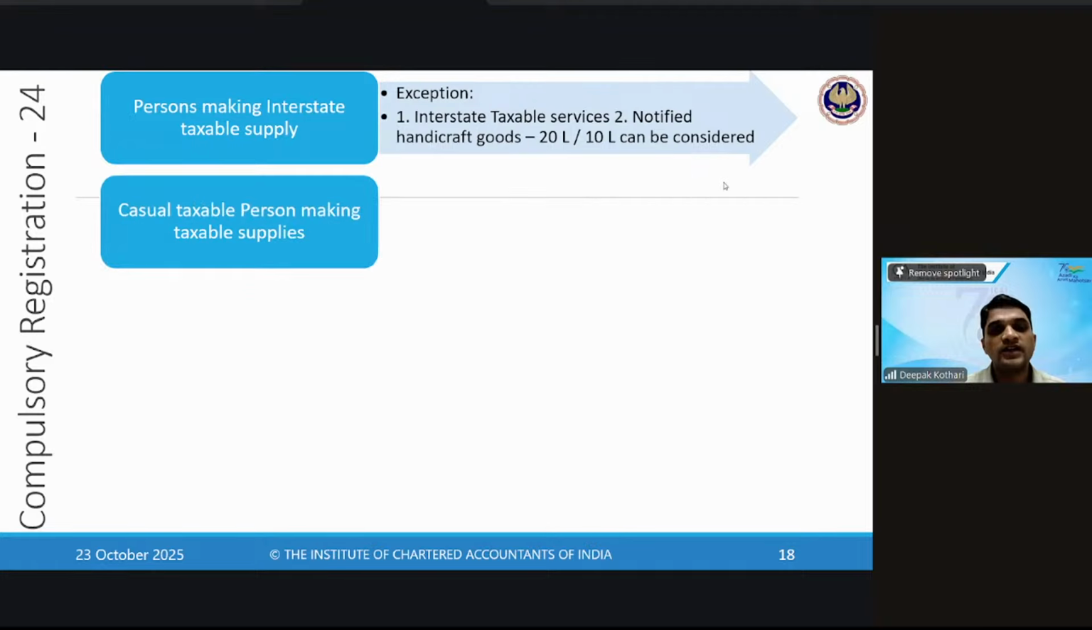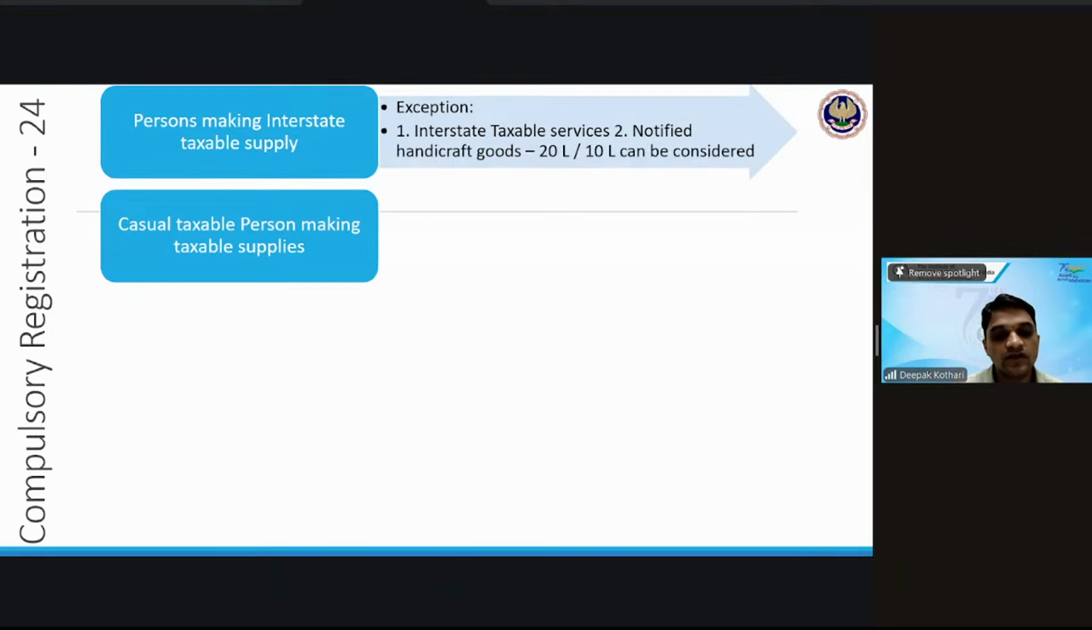Okay, so that is the first category. What do we conclude then? That if you make any interstate supply of goods, then you have to register. Questions here?